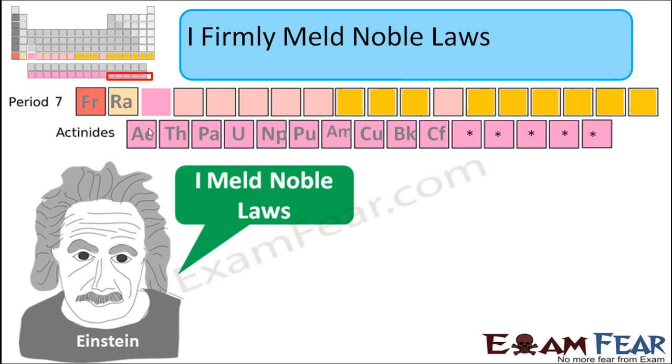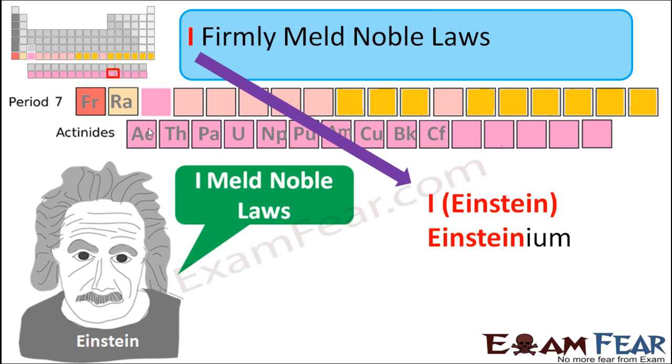So we see here Einstein who says that I meld noble laws. The term meld means to mix or to blend. Now, as we all know, Einstein was a scientist who made a lot of contributions in the field of physics, and he had made a lot of noble laws. So the tip here is: I firmly meld noble laws, where I is Einstein.